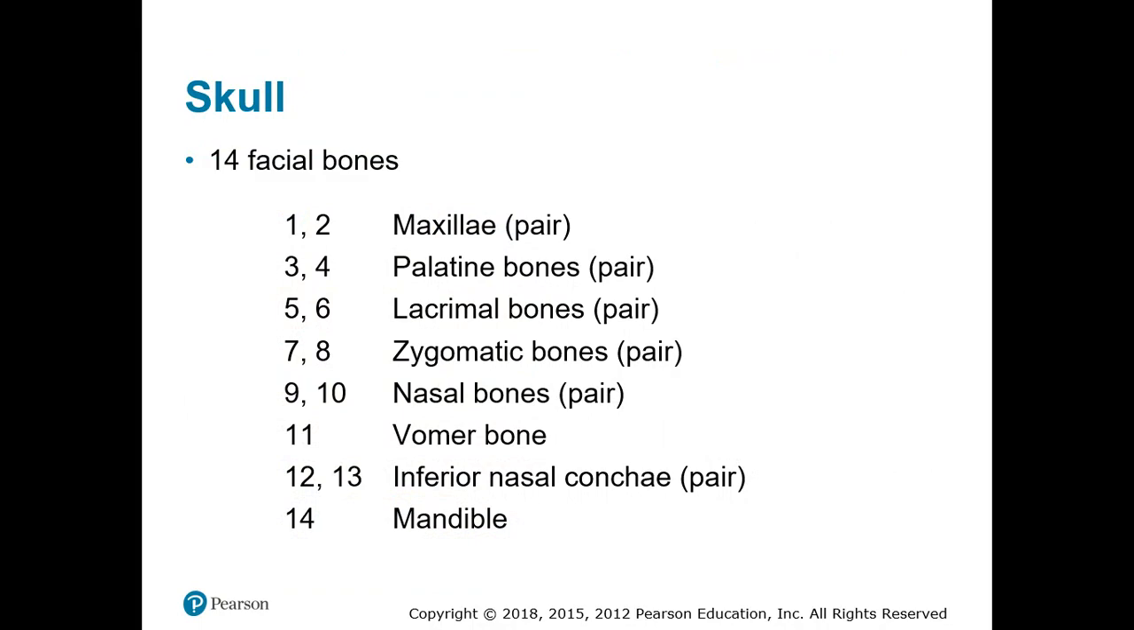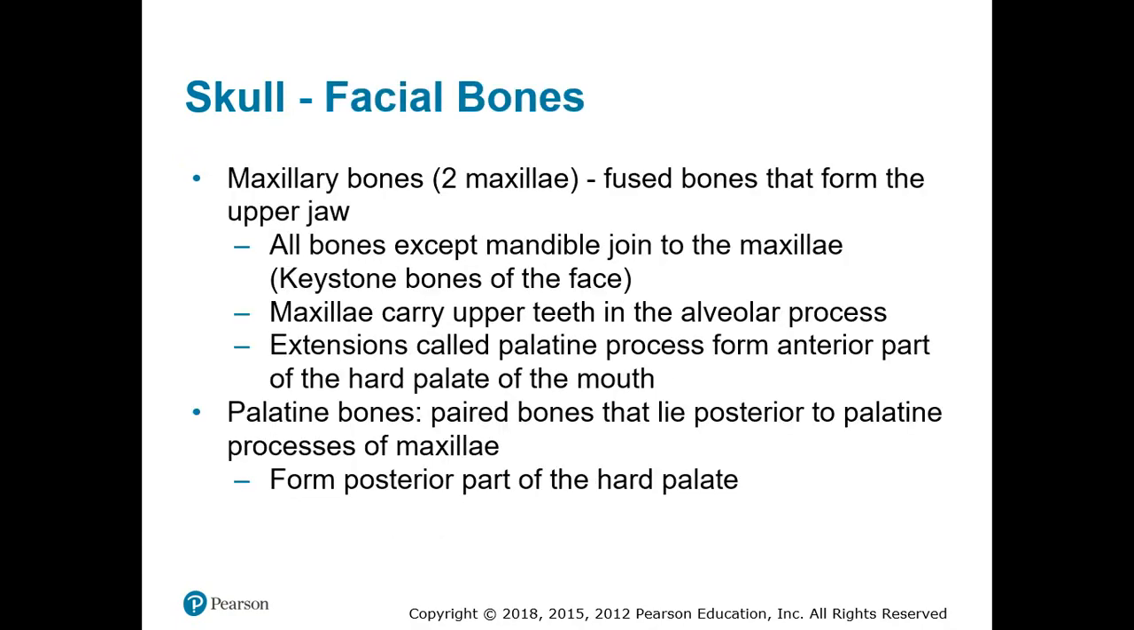A lot of these bones are located in pairs, which means there are two of these bones that join together or are fused together, except for the vomer and the mandible. So the first bone is the maxillae. The next ones are your palatine, lacrimal, zygomatic bones, nasal, vomer, inferior nasal conchae, and mandible. Again, all of these bones are paired, which means there are two of them, except for your vomer and your mandible. Let's go through each of these bones.